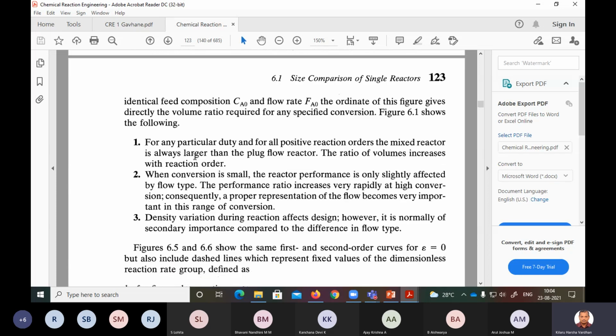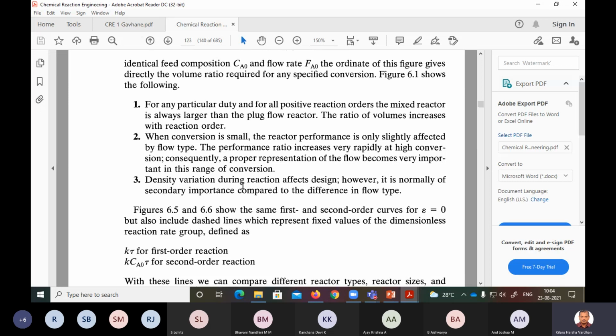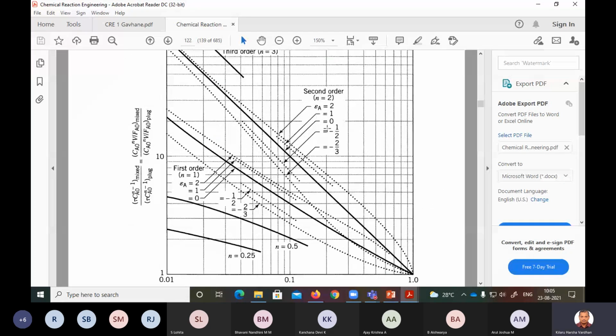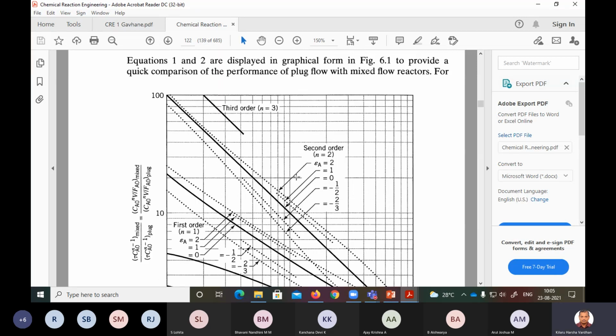You remember that, right? The third one is that density variation affects the reactor design. However, it is normally of secondary importance compared to the type of flow. Now you see here, the density variation is also from 0 to plus 2 or minus 2. We are taking this as a base. Either it goes up or down, but the variation is very small. You can see the variation of the dotted lines is very small around this thicker line. Whereas the variation in this particular pattern is huge, right? That's what it is giving you. Compression plays a very important role, but in a very small range.